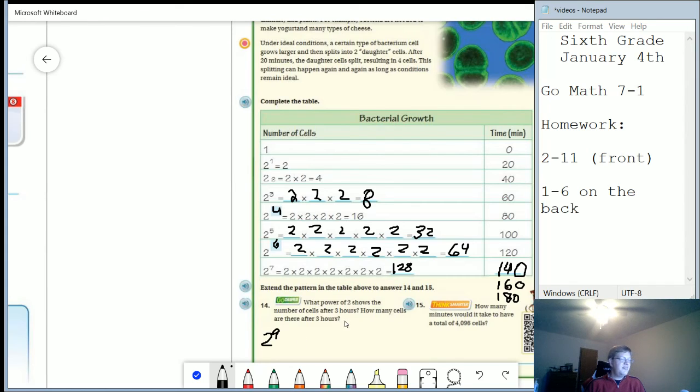So I want you to figure out how many cells we would have if we continue that doubling pattern. So go ahead and pause the video if you need to. So from here, we would go from 128 up to 256. And then we would go from 256 to 512, which would be our answer for this part.